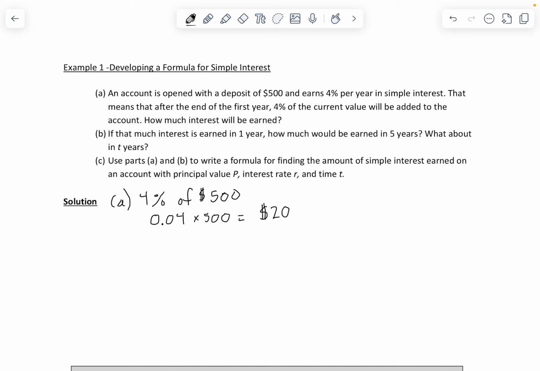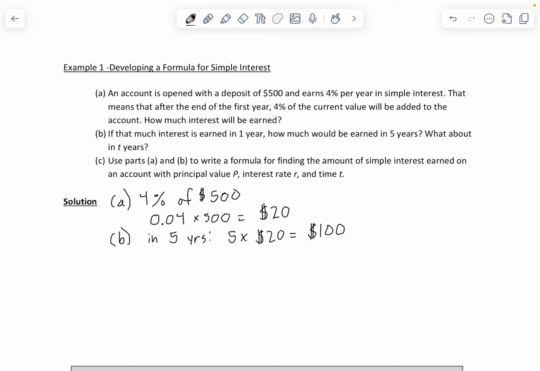What about in some generic T years? Okay, let's take a look at this. This is kind of common sense as well. If $20 is earned in 1 year, then the amount earned in 5 years would be 5 times that much, right? So in 5 years, it would be 5 times $20, which is $100.